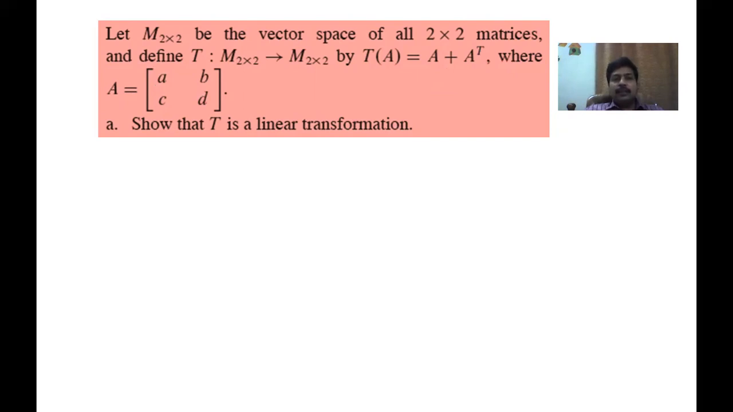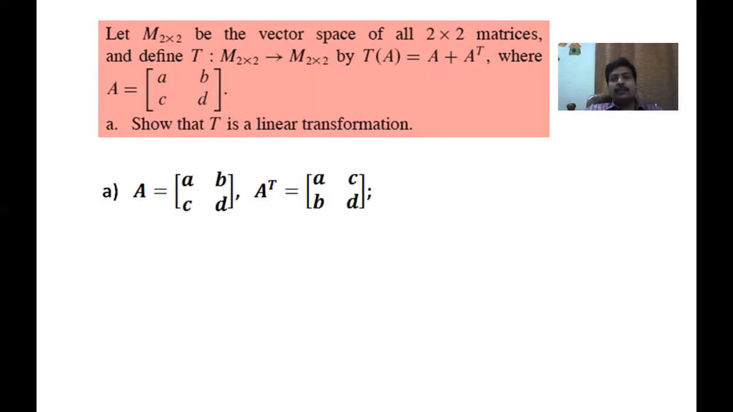So here our M is the vector space of all 2 by 2 matrices. So T is defined from M to M, and T of A is defined as A plus A transpose. To show that T is a linear transformation, we need to prove the two properties. T of A plus B is equal to T of A plus T of B, and T of cA is equal to c times T of A.